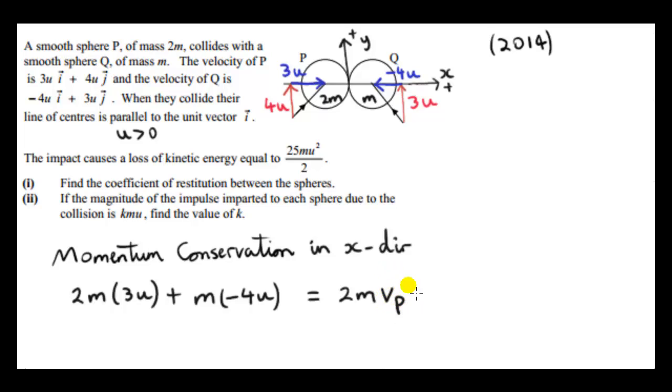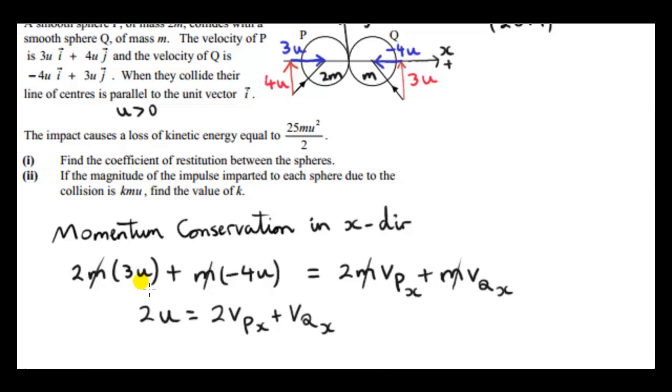Now Vp is meant to be its velocity in the x direction immediately after the collision, so you could put a subscript x to emphasize that. Similarly, the momentum of sphere Q is its mass, which is m, times its velocity immediately after the collision. We'll write that as Vq sub x, the velocity of sphere Q after the collision in the x direction. So we're not looking at y components here. We know that the y components won't change because there's no force in the y direction. The force is entirely in the x direction. Simplifying, on the left hand side we get 6u minus 4u is 2u.